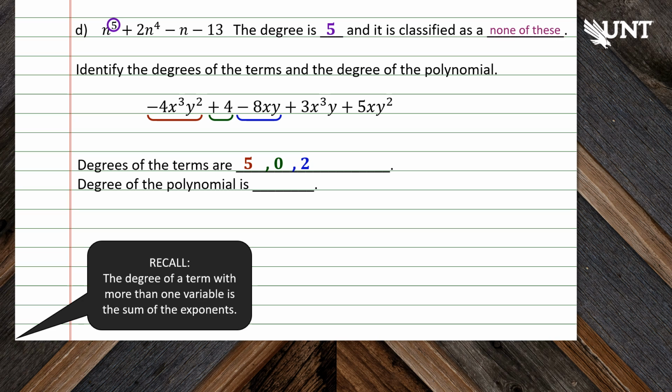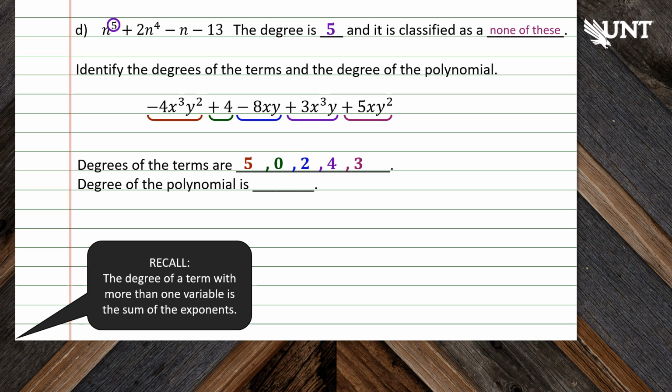The next term is 3x cubed y, and we see that x has a power of 3, y does not have an exponent, so we know it has an imaginary 1. We find the sum of those values, 3 plus 1, gives us 4. So that is the degree of that term. And then the final term, we have 5xy squared. We see that y has a power of 2, but x has an imaginary 1. So 1 plus 2 is 3. We have now identified the degrees of the individual terms.